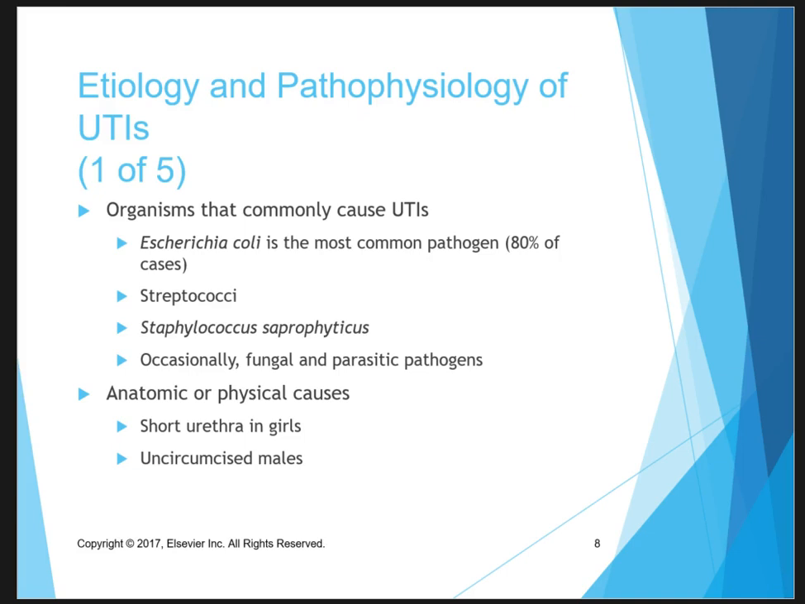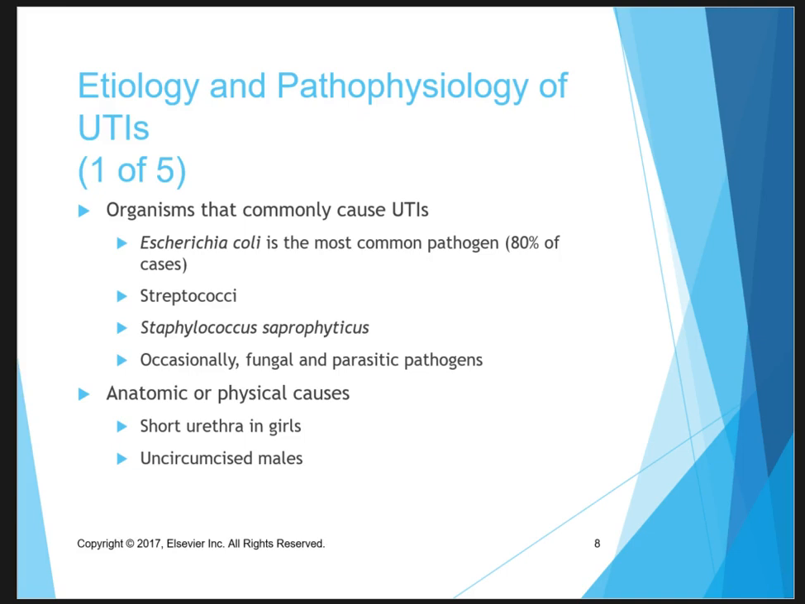So if you didn't know, now you will. E. coli is the most common pathogen for UTI, followed by streptococci, staphylococci, and very rarely, but occasionally, you might have a fungal or a parasitic pathogen. It is possible. Most often it's going to be an E. coli.